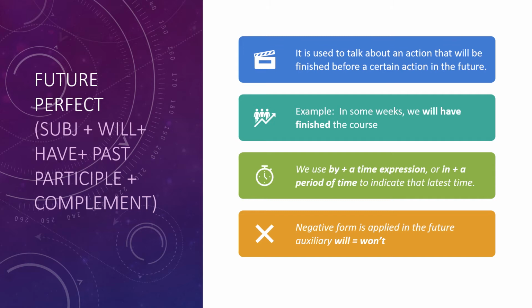In case we want to use the negative form of future perfect, we are going to use the negative form of will, won't. Why? Because this is the auxiliary that is following the subject. So the negative form has to be precisely in that auxiliary. So remember, it is used to talk about an action that will be finished before a certain action in the future. In some weeks, it is going to be the certain action. We will have finished the course, right? This is how we can understand future perfect.